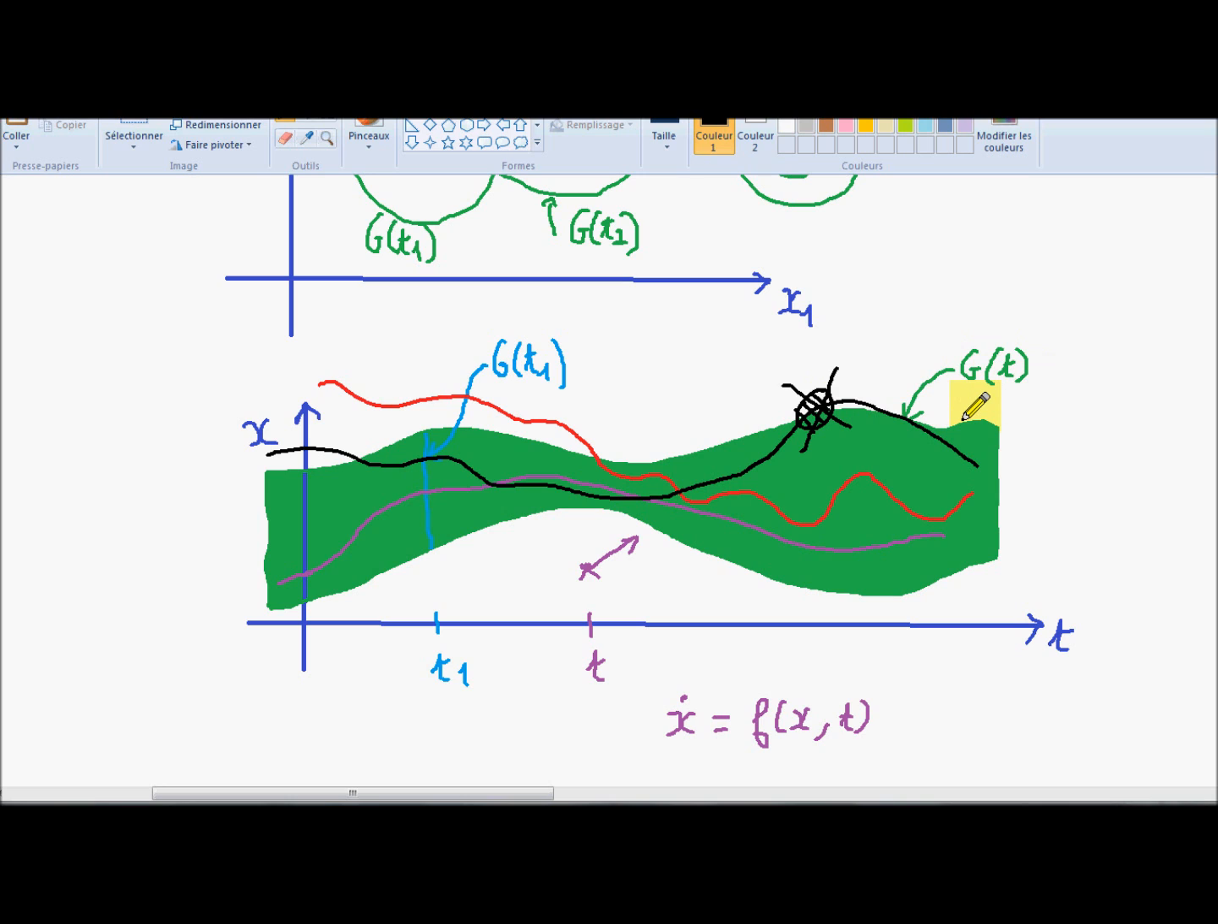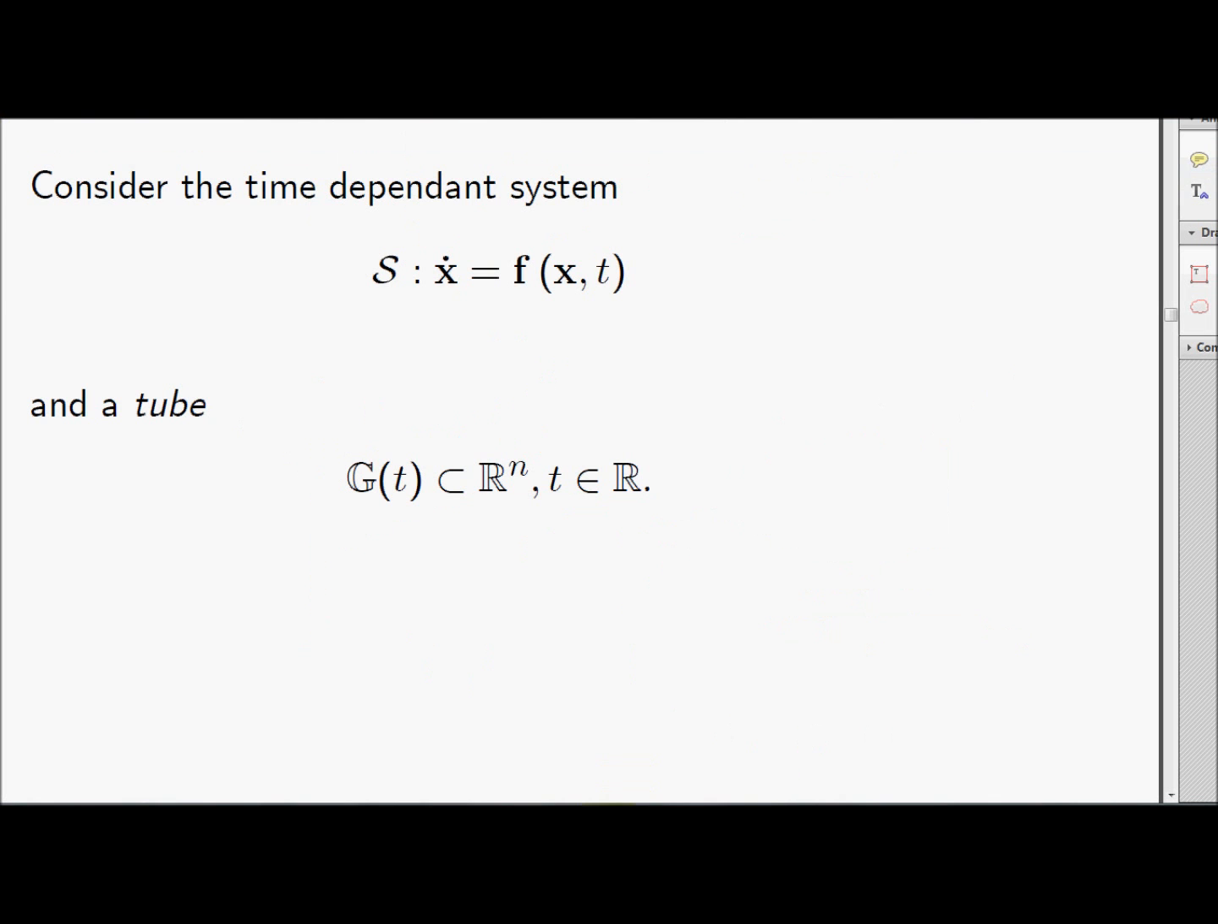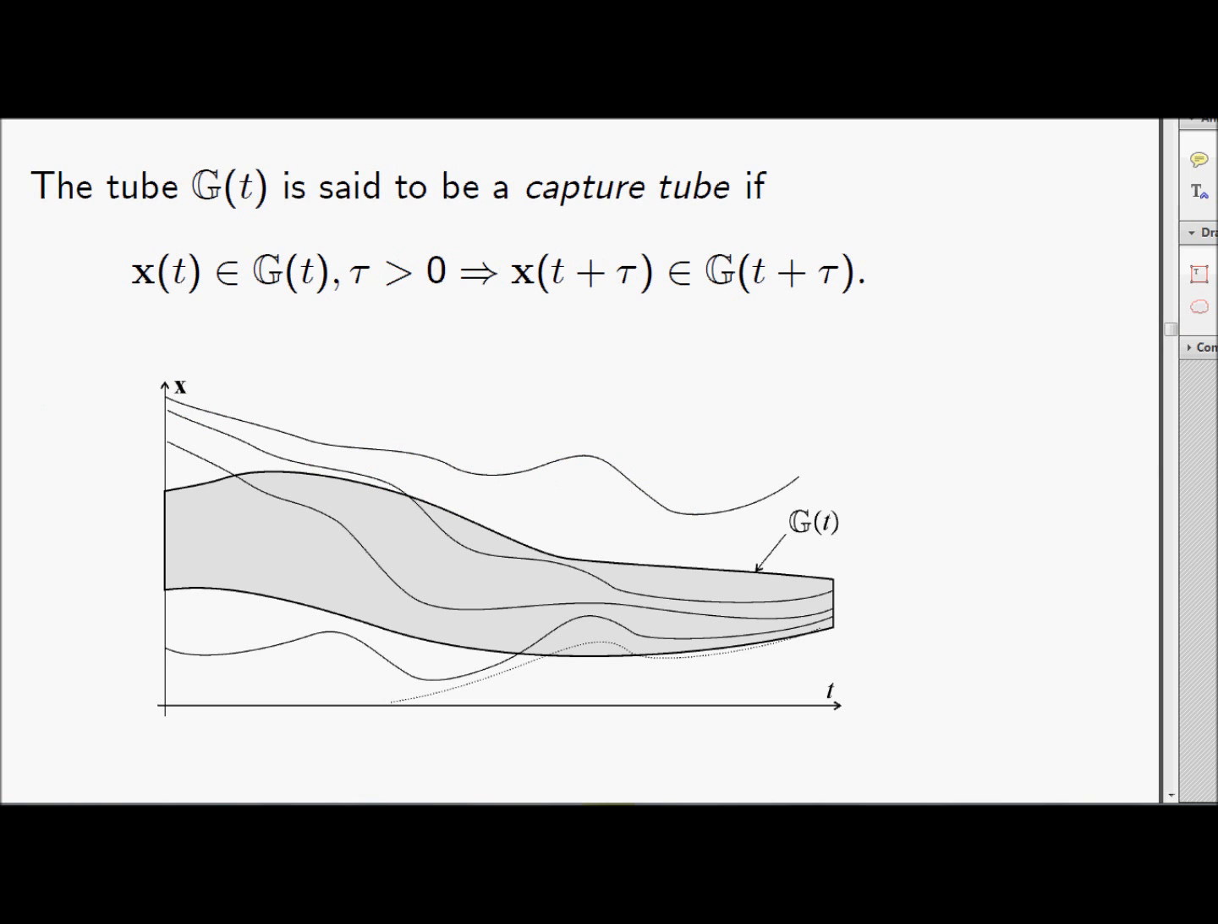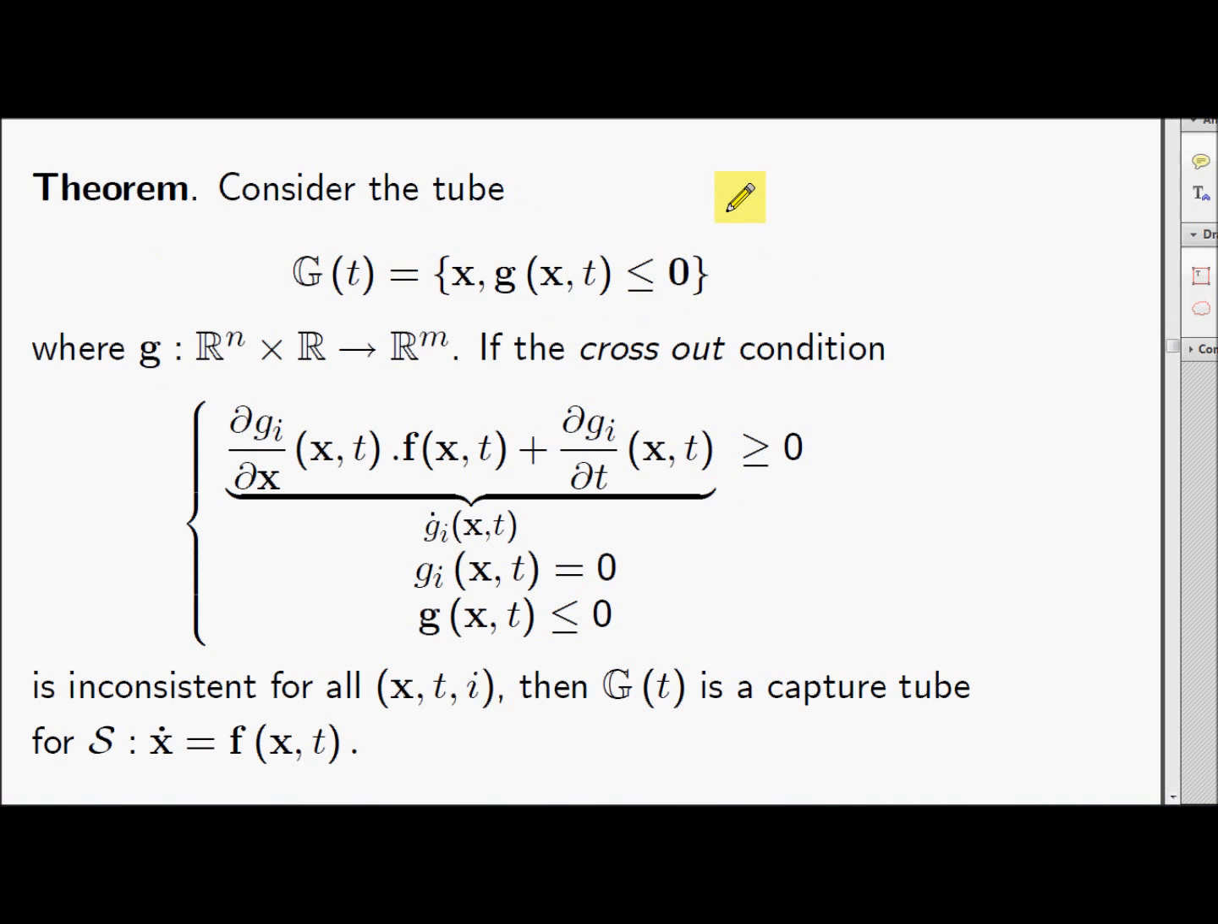Okay, so let me come back. I have a dynamic system and a tube. A tube is said, more formally, to be a capture tube if X is inside the tube, and if I take any tau positive, then the trajectory at time t plus tau belongs to the set at time t plus tau.